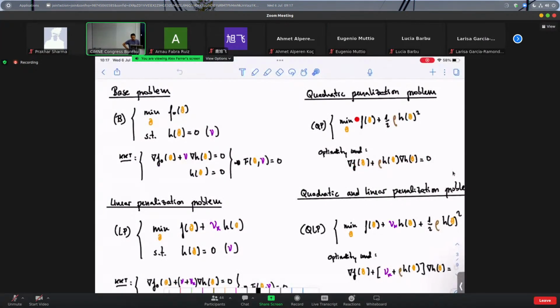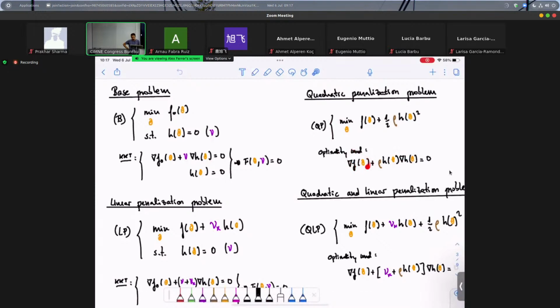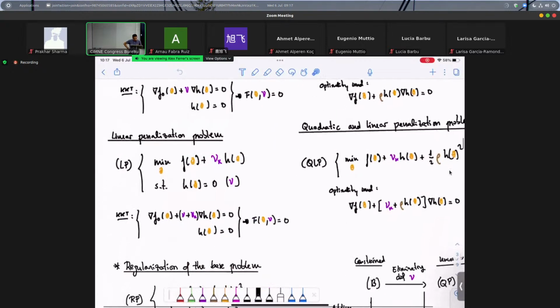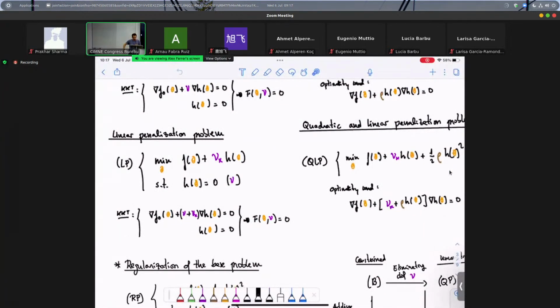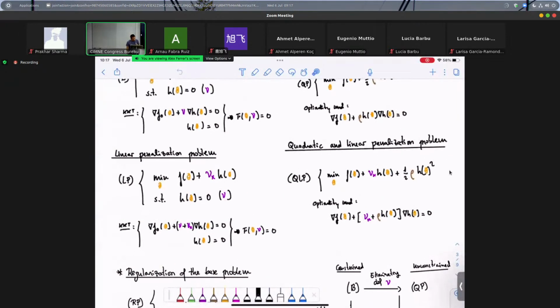And then the optimality is you minimize this. These are Karush-Kuhn-Tucker conditions. This is unconstrained optimization. What do we have? Gradient of the function equal to 0. Gradient of the function plus rho times 2 times h times the gradient of h equal to 0. Okay. This is one possibility. Let's see another possibility, which is to do linear penalization.